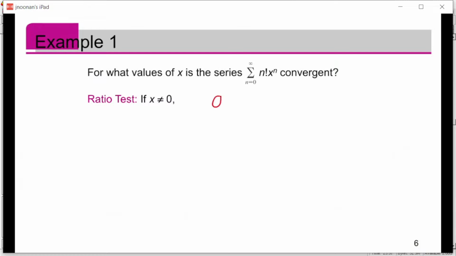First things first, we write down what a sub n is, just like you did for your homework today. The second thing we're going to do is the limit as n approaches infinity of a sub n plus 1 over a sub n. We're going to do all of this. Let's go ahead and pick some people to help me out here. Joe, what is a sub n?